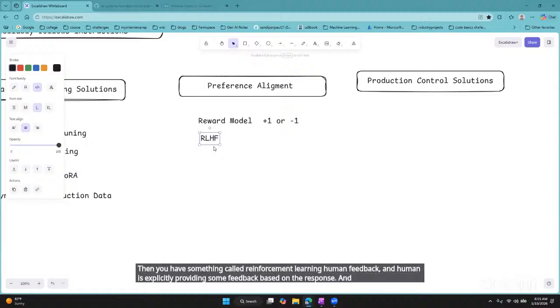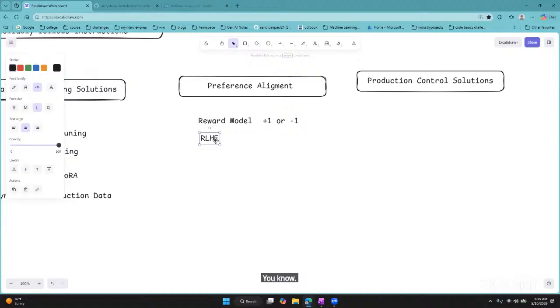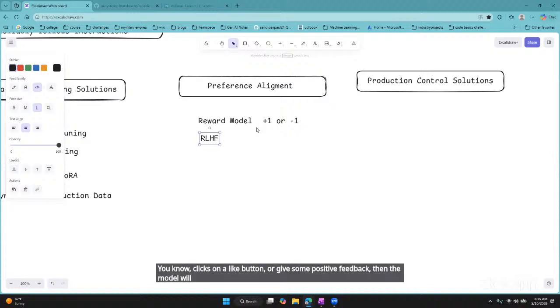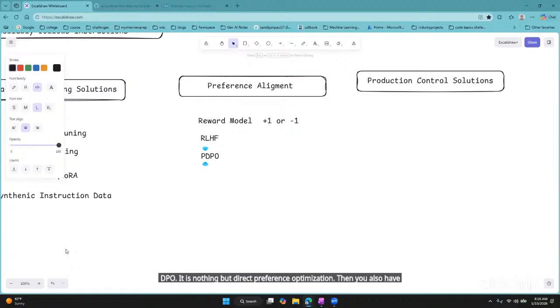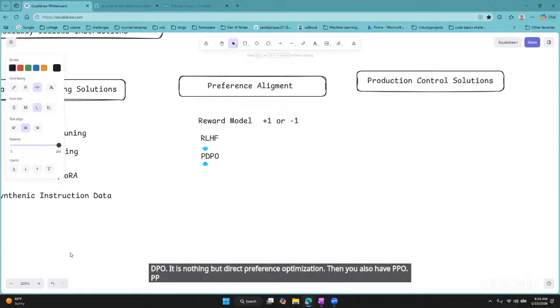And if it is aligned as per his need, then he reacts or clicks on a like button or gives some positive feedback. Then the model will try to align as per his request. Then you have something called DPO. DPO is nothing but direct preference optimization. Then you also have PPO. PPO is proximal policy optimization. You have PPOs and DPOs.